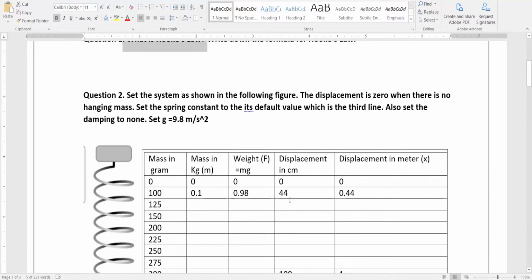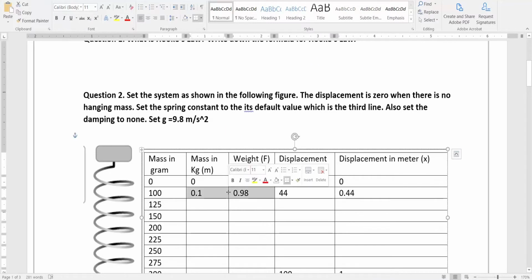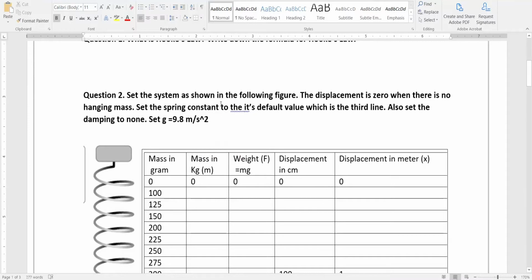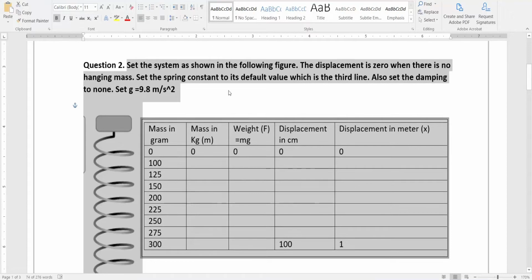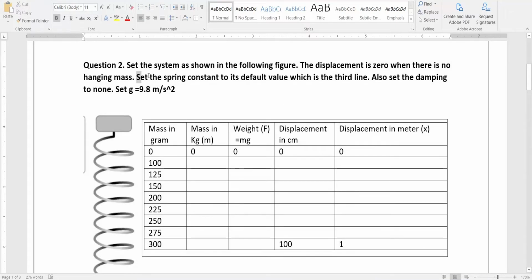Now you have to set up. So what it's asking here is you need to set up this way, and it says: set the spring constant to the default value, which is the third line.